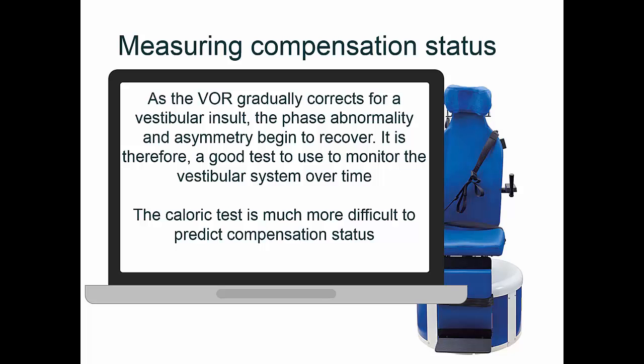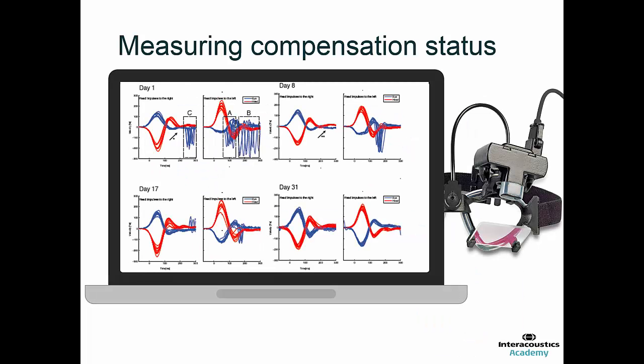But what we can do is combine the results of the rotary chair with those of the video head impulse test. Here is an example of a patient who is recovering from a vestibular neuritis. You can see that at the start of their disease process, they have many catch-up saccades which are both overt and covert. But what you notice is that these saccades firstly reduce, and then the latency of these saccades begins to group together to show recovery.